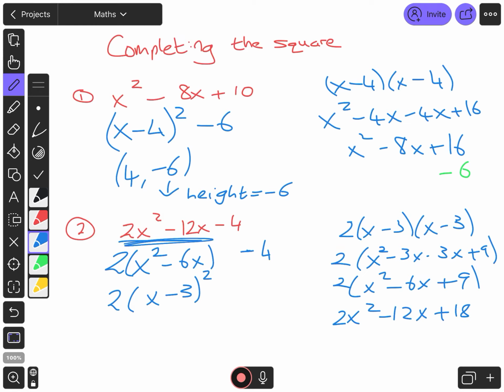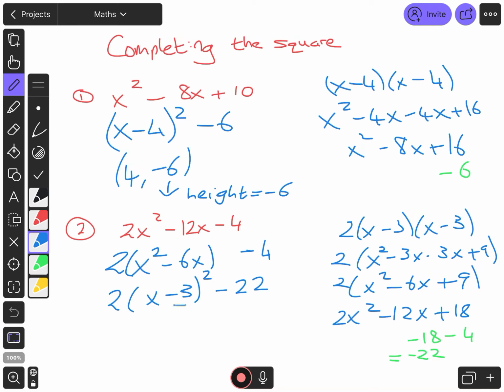So as we can see, I have these first two bits here and here. All I need to do now is get to this number, this minus 4. So how do I make 18 become minus 4? Well, I subtract 18 to get to 0, and then I need to go down another 4. So really, I need to subtract 22. So that is where I'm getting the minus 22 from here.